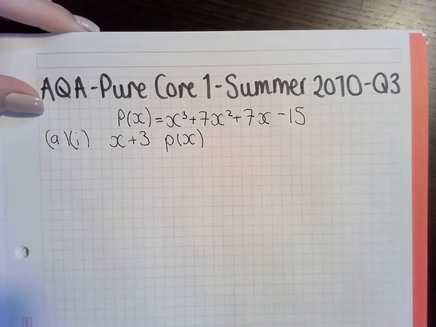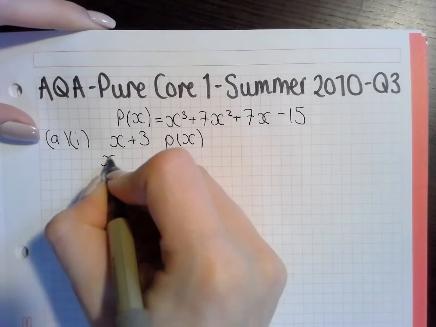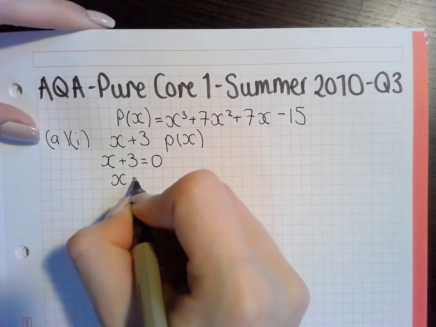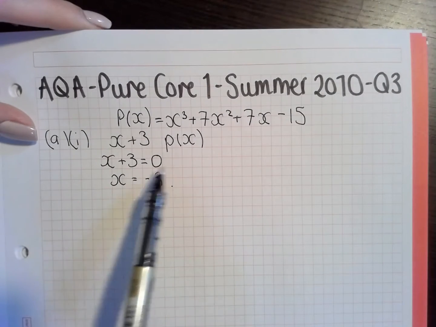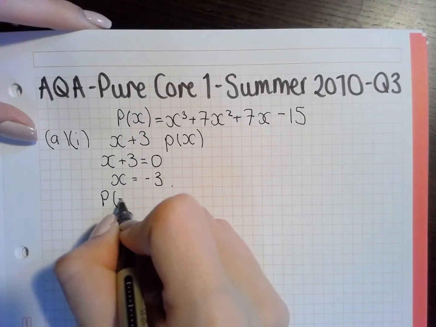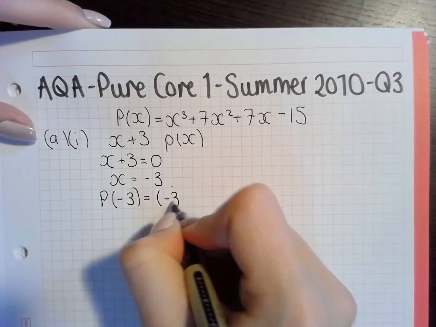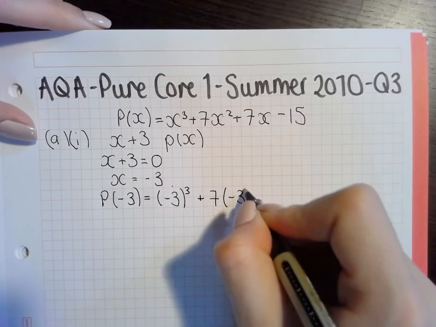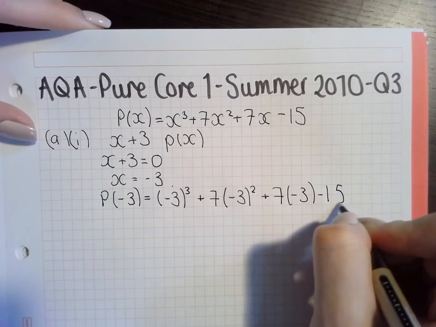Okay, so what we want to do here is, if x plus 3 is a factor, and you make that equal 0, then x equals minus 3. So we're going to basically sub x equals minus 3 into this polynomial. So when p(x) is at x equals minus 3, we get minus 3 cubed, and this is just subbing minus 3 into this, plus 7 times minus 3 squared plus 7 times minus 3 minus 15.